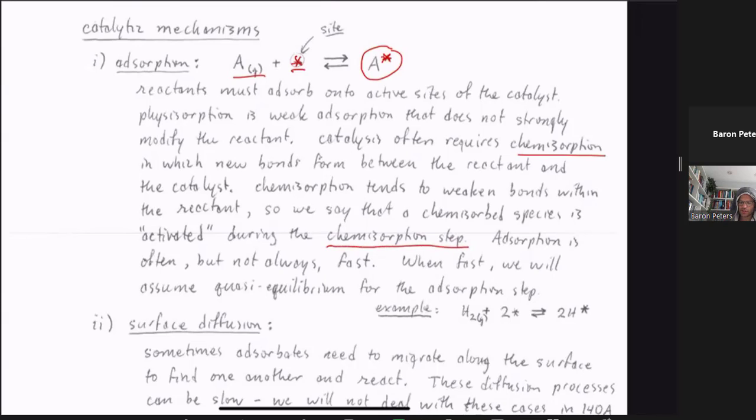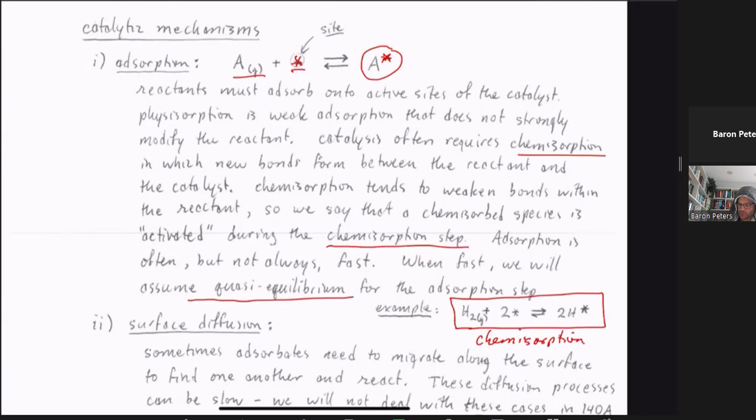Okay, so when adsorption is fast, we're usually going to assume quasi-equilibrium for the adsorption step. For example, this is a dissociative adsorption process. Clearly, we have weakened a bond. In fact, this was H2 adsorbing to two active sites in this case to make two H stars. Now, this has completely broken the bonds between H and H here. We now have two separate H star entities on the surface. So this is definitely a chemisorption.